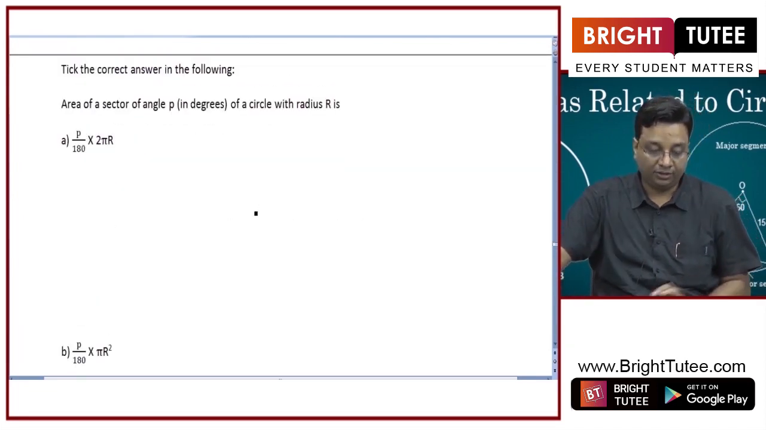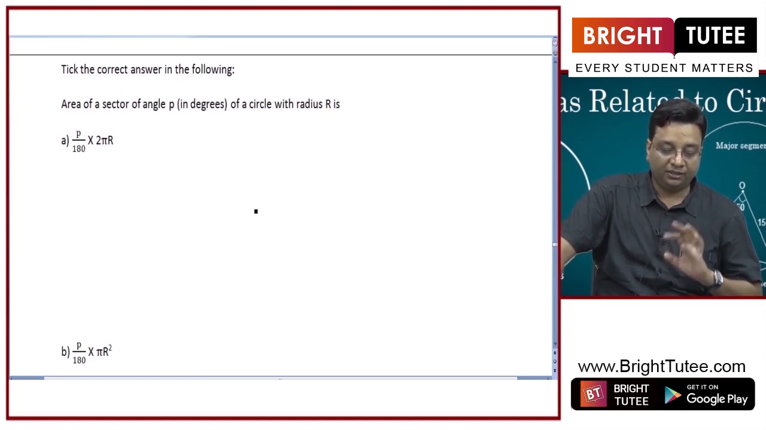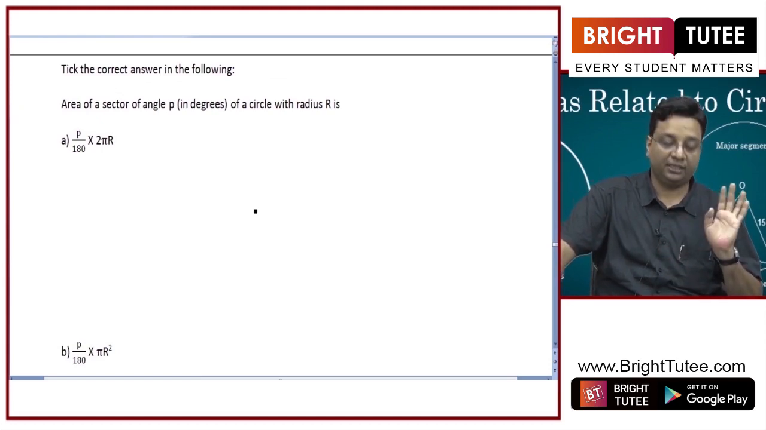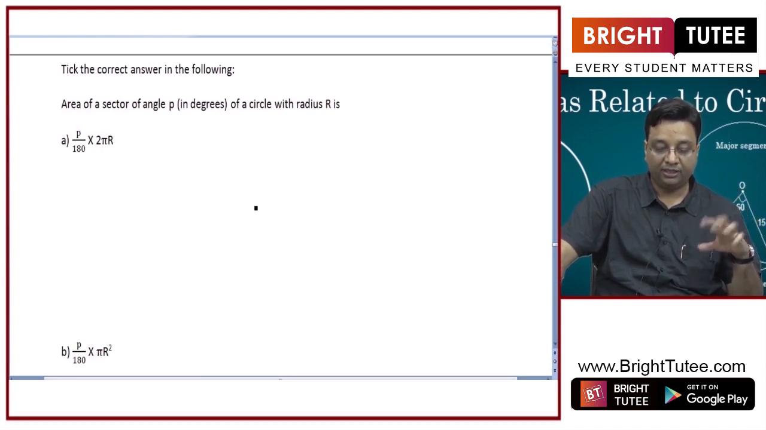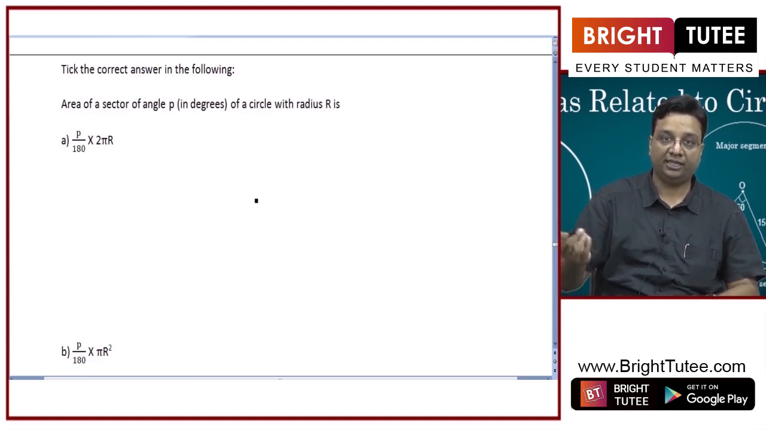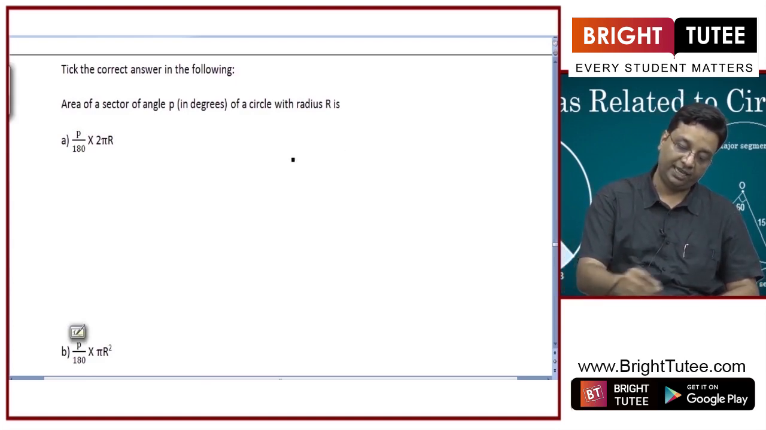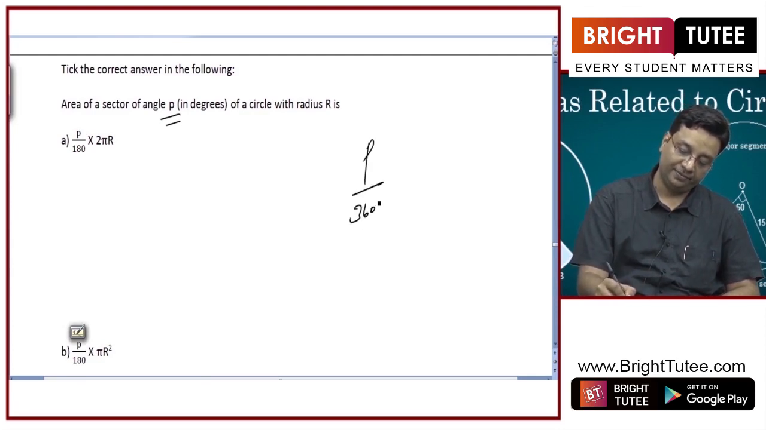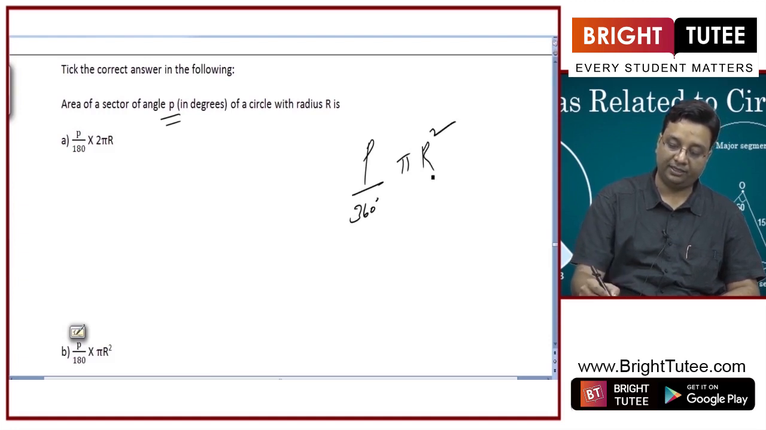Okay, let's look at this next question. Tick the correct answer in the following. So you just have to tick the answer, right? There is nothing to solve in this question. Area of a sector of an angle P in degrees of a circle with radius r. So what is the area of a sector with angle P? P by 360 pi r square, right? Radius is r. So this is the area.